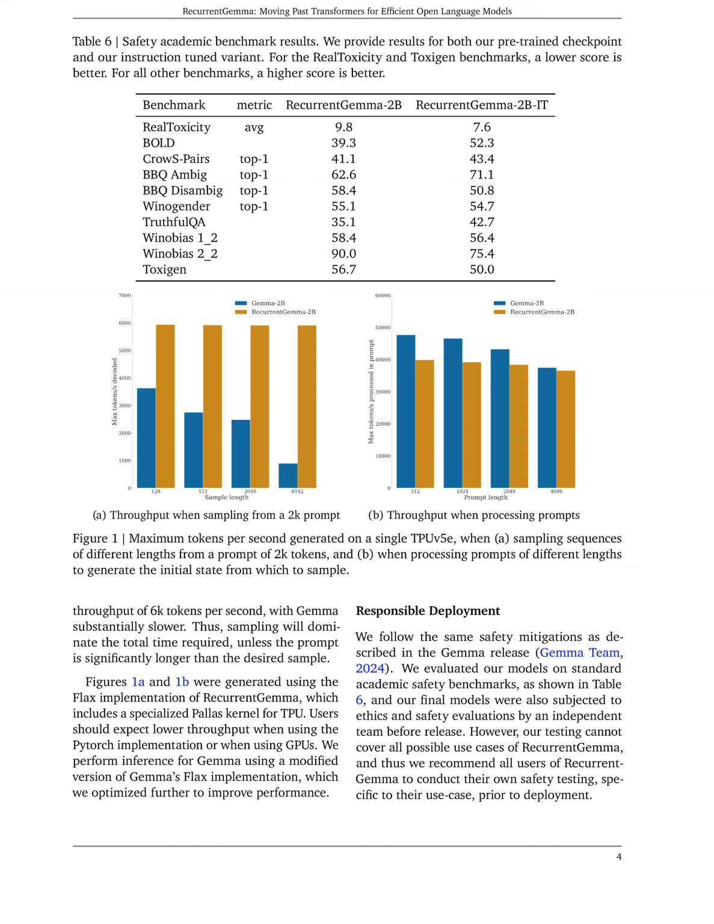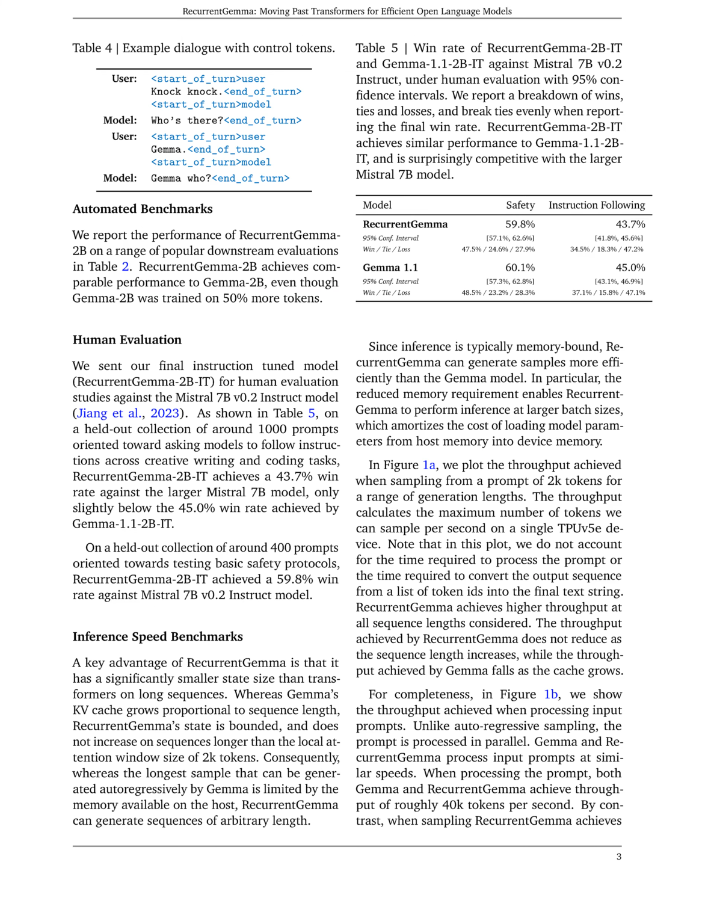RecurrentGemma 2B achieved substantially faster inference compared to Gemma 2B. It was able to generate sequences of arbitrary length efficiently due to its smaller state size, which did not increase on sequences longer than the local attention window size of 2K tokens. This efficiency was demonstrated in throughput benchmarks, where RecurrentGemma achieved higher throughput at all sequence lengths considered, with a maximum of 6K tokens per second during sampling, while Gemma was substantially slower.